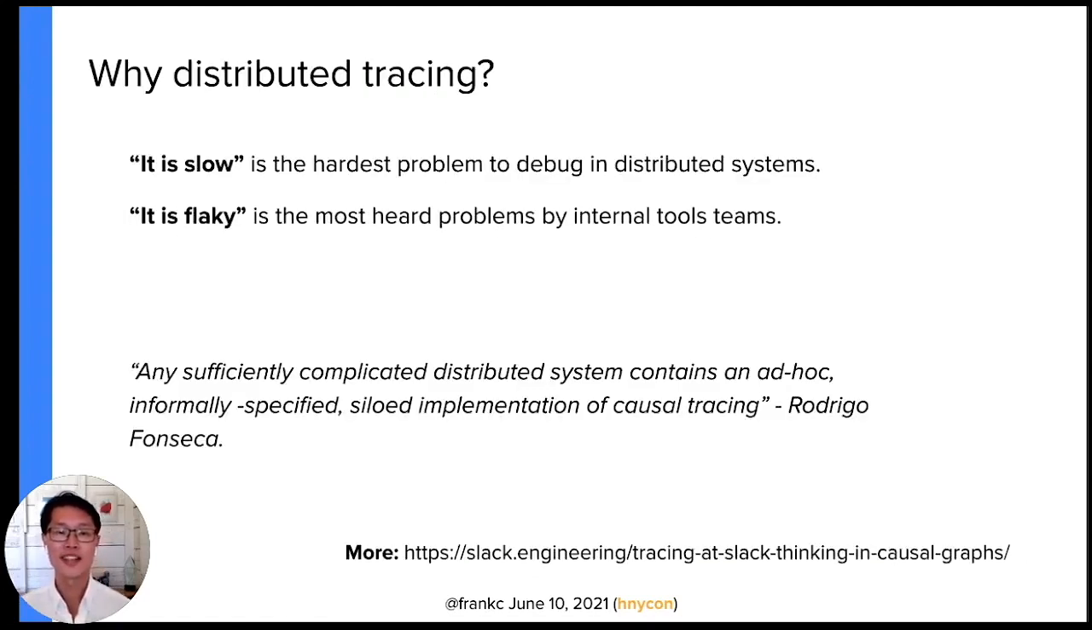"It is slow" is the hardest problem to debug in distributed systems. "It is flaky" is the most heard problem by internal tools teams. A tracing system doesn't tell me what is slow or flaky, or more importantly, why. It's left as an exercise to the reader. Most of the utility of tracing systems today are single use only. To get more, we have to use a vendor solution that may provide a few more answers depending on the UI and analytics. An in-depth exploration of Slack traces, written by Suman, my mentor and lead of the observability team, can be found in the blog post linked. For the purposes of this talk, I'll share a sky-high view of the motivation and this infrastructure.